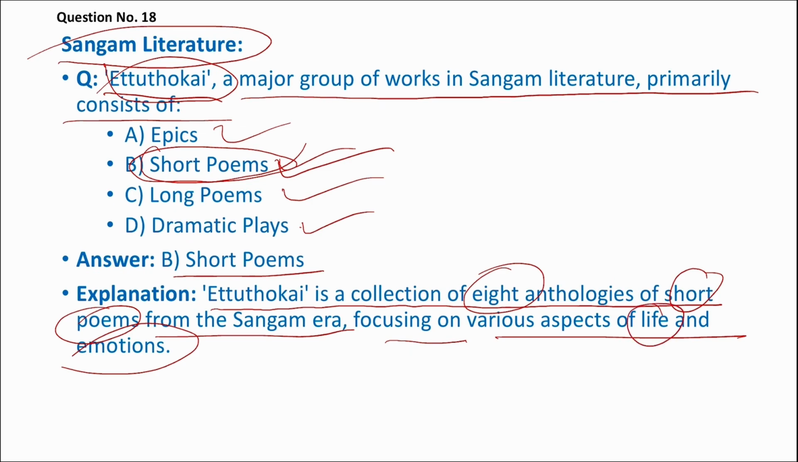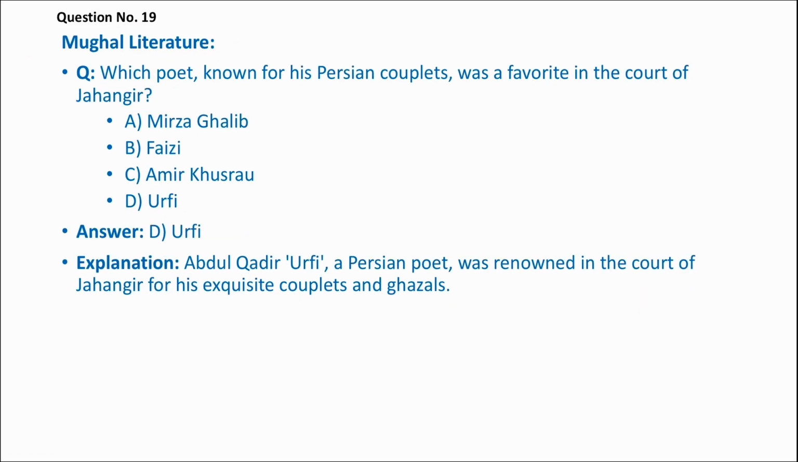So Ettuthokai is basically short poems, a collection of 8 anthologies, right? It has 8 anthologies of short poems from the Sangam era.